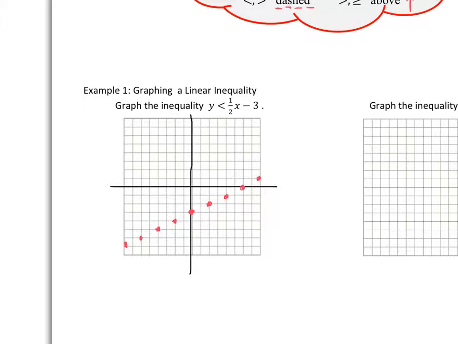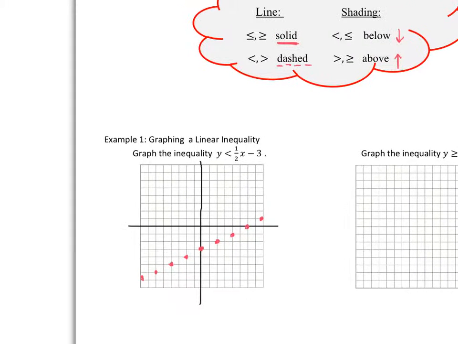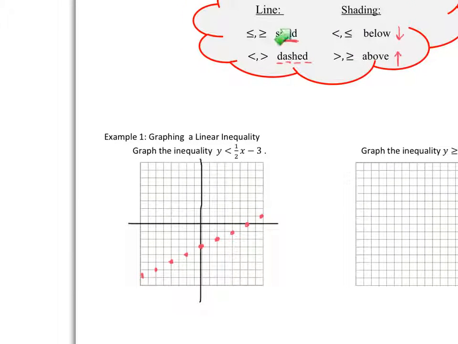So we have our skeleton. Now for step 2, we need to decide if this line should be solid or dashed. So based on the inequality sign, what should it be? Dashed, because we do not include this line.